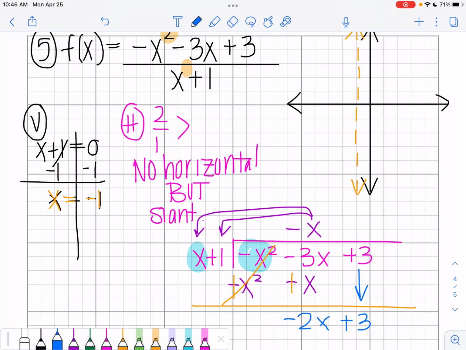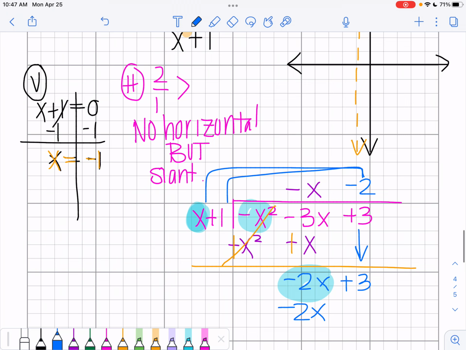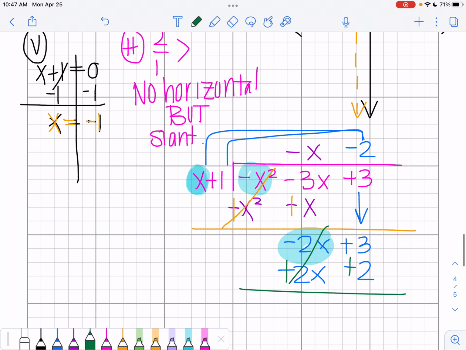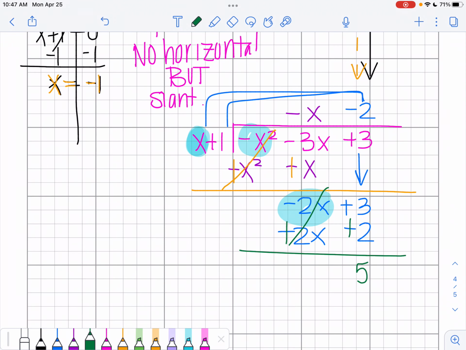Okay, then I ask x times how much equals negative 2x? Negative 2. So then I multiply this by everything. So I do negative 2 times x and negative 2 times 1. So this gives me negative 2x and this gives me negative 2. I add the opposite and I'm left with 5. Now x times nothing is equal to 5, so this is my remainder. So in my polynomial long division, my final answer would be negative x minus 2 plus 5, all divided by x plus 1.